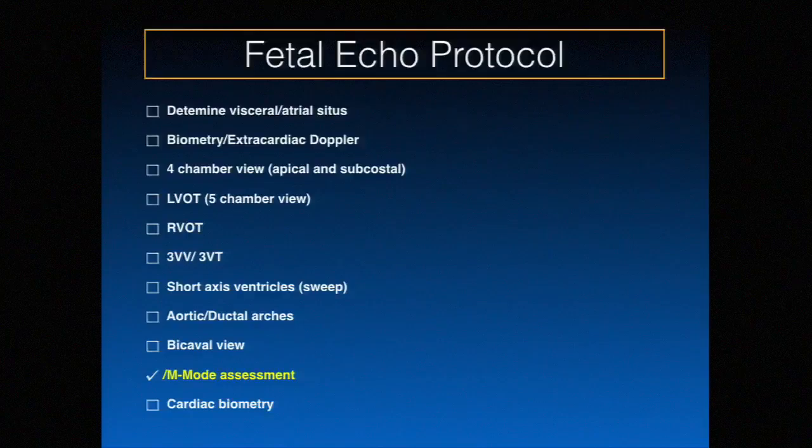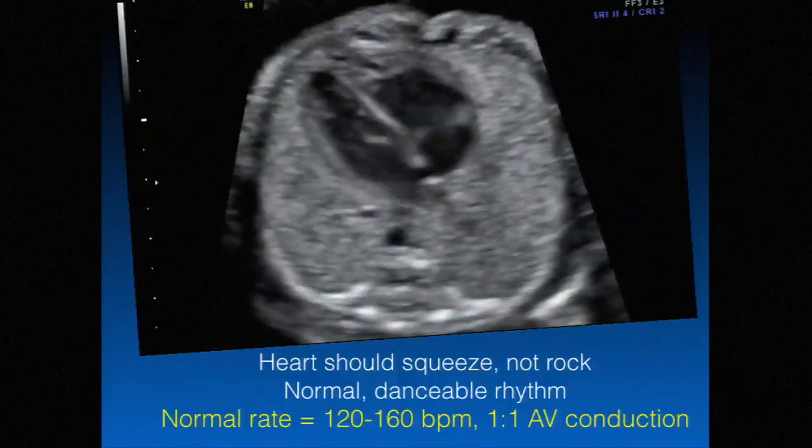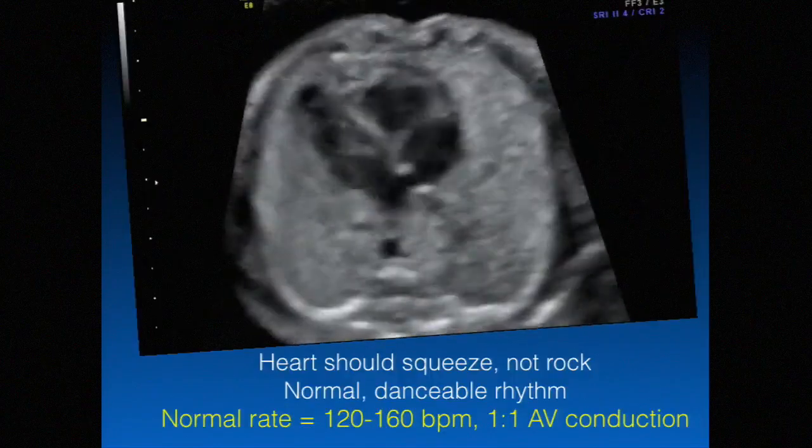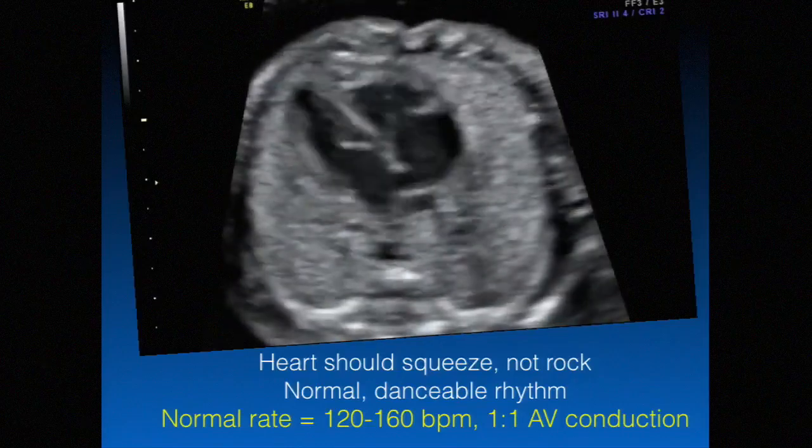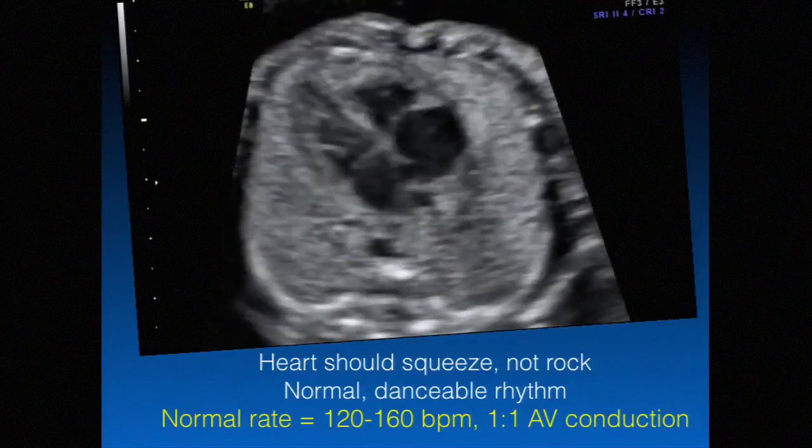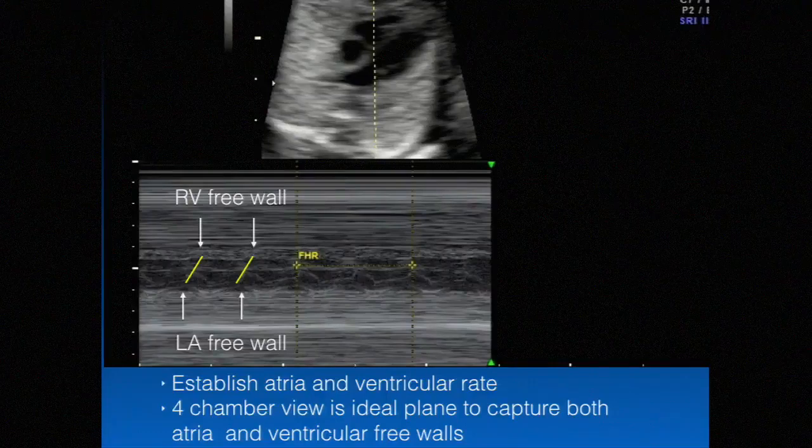And then finally, M mode, which we've heard. So we want to see that the heart is squeezing, not rocking. It should be a normal dance-able rhythm with one-to-one conduction. And then we just take M mode measurements, making sure to include both the ventricular free wall as well as the atrial free wall.